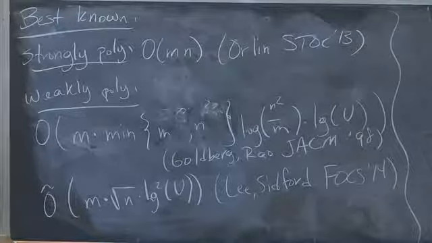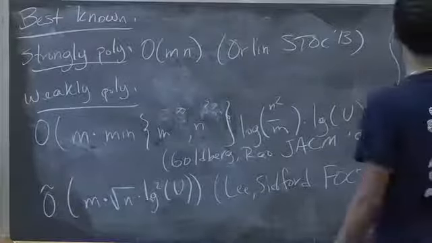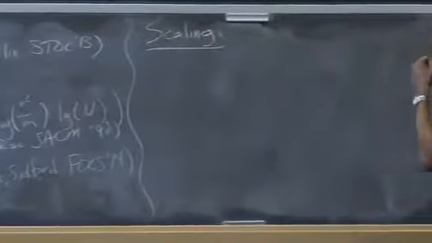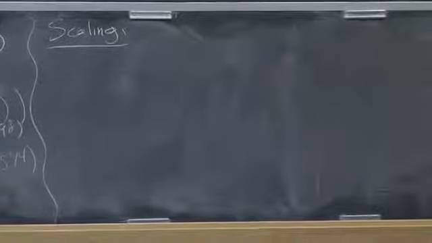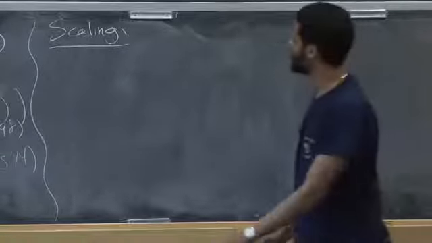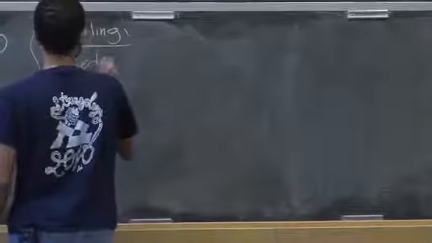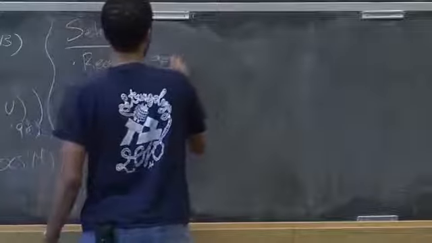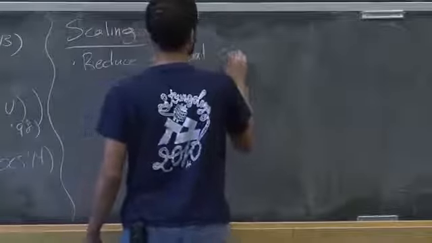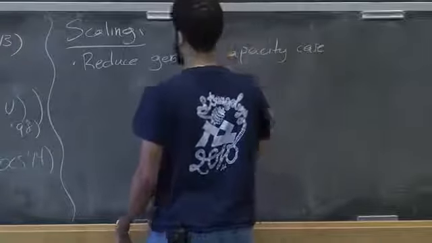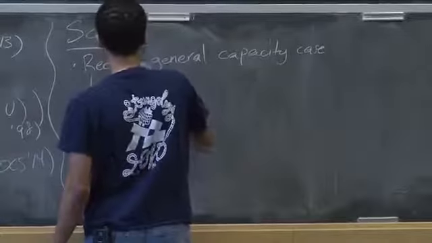Okay, so now let me just explain to you scaling and blocking flows. Okay, so the idea behind scaling algorithms for max flow is that we're basically going to reduce the general capacity case to the unit capacity case.